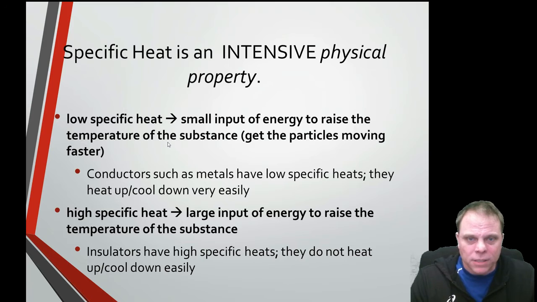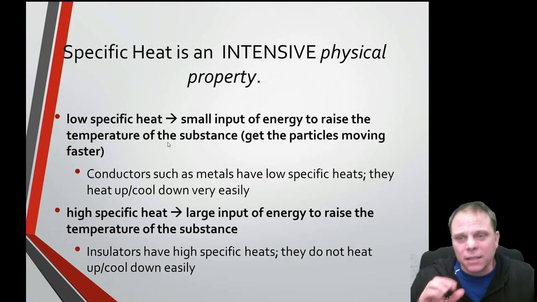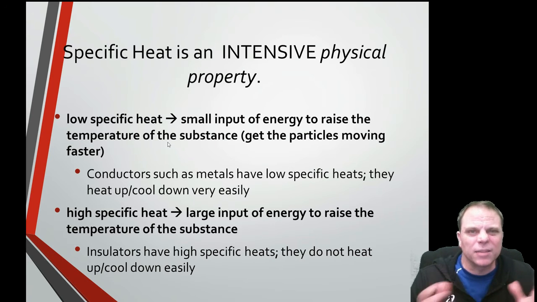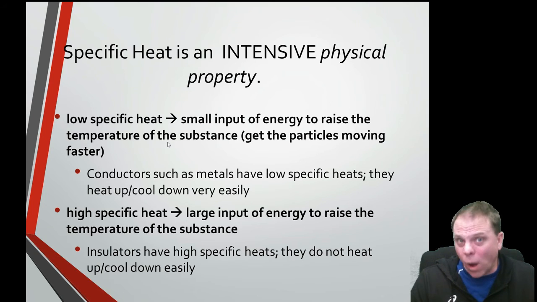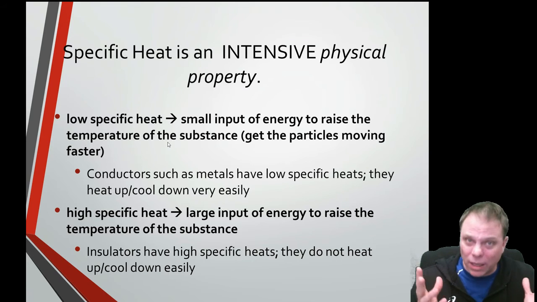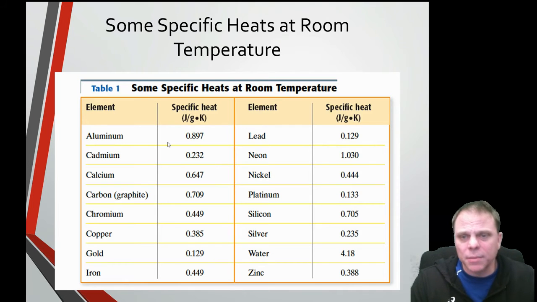Well, this is also a ratio, the per gram degree Celsius, which makes this an intensive property. So if something has a low specific heat, it's going to take a little bit of energy to raise the temperature, to get those particles moving faster. Metals are great at conducting electricity, so that means they have low specific heats, right? They heat up and cool down very easily. A high specific heat substance, like water, takes a lot of energy to raise it 1 degree Celsius, all right? But once it gets it, then it holds on to it a little bit better. Insulators have high specific heats, and so the idea here is that they don't heat up or cool down very easily.